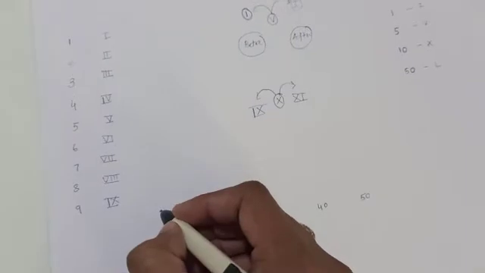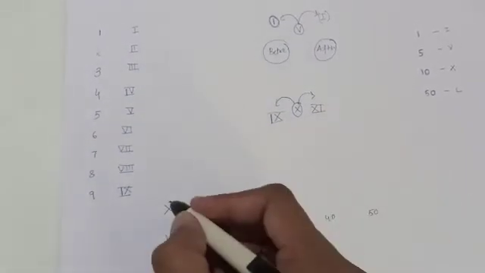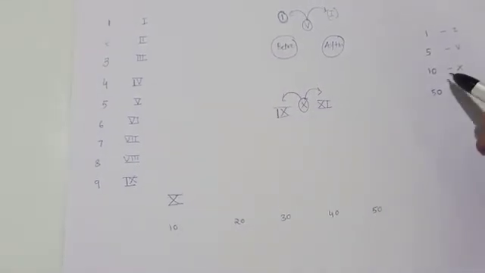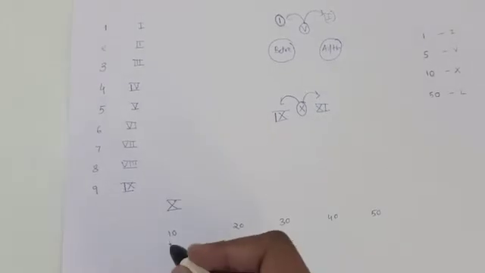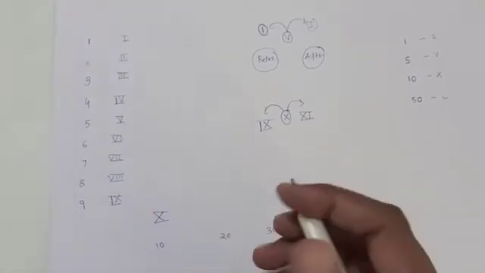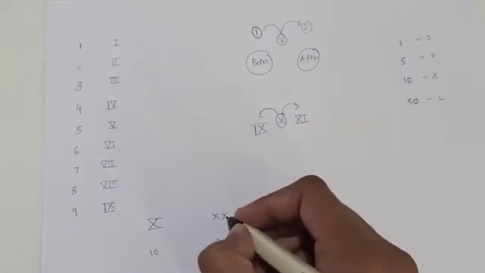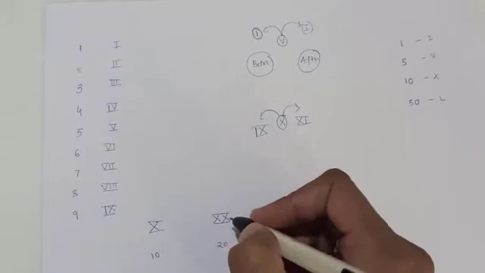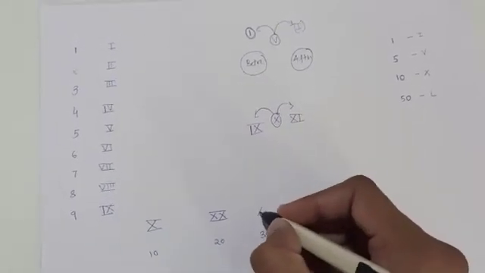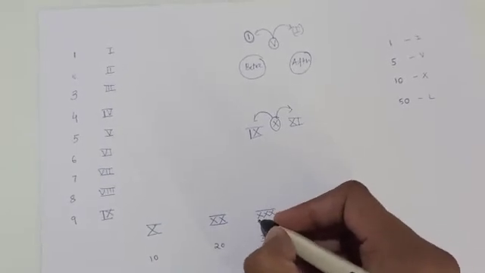Again, we write it down. For 10 it is X, because we know X is for 10. Again, for 20 we have to write XX, X plus X. So this is for the X, this is XX, which means 20. Similarly for 30 we have to write X three times. So this is 30.